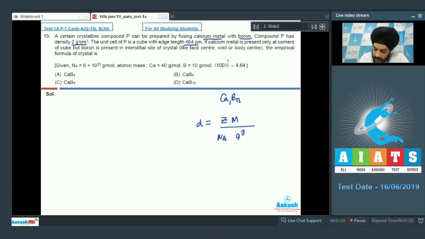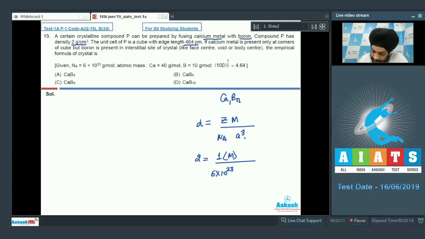The density given to us is 2 gram per centimeter cube. So 2 will be equal to Z, we can find the value of Z. The value of Z will be equal to 1. The M has to be found out. Avogadro's number is 6 into 10 to the power 23.